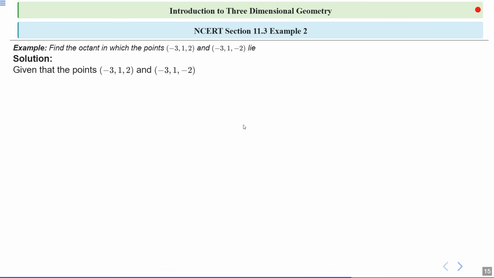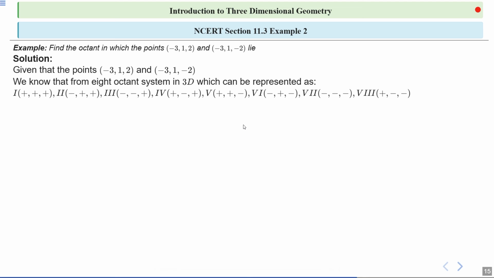So now we will discuss its solution. First of all, let's see what we are given. We are given the points -3, 1, 2 and -3, 1, -2, and our goal is to figure out which octant each of these points belongs to based on their x, y, and z coordinates.